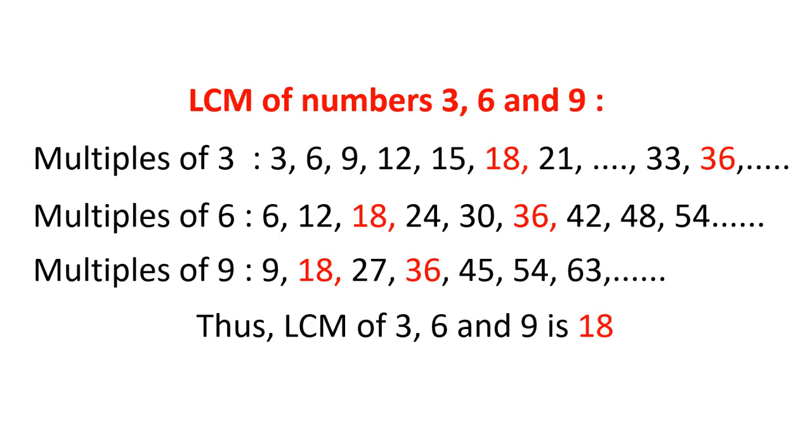Now let's take one more example of three numbers, 3, 6 and 9. So as before, we list the multiples of 3, or we write the table of 3, then we write the table of 6, and then we write the table of 9, and look for the multiples which occur in all the numbers. 36 occurs here, 36 is here, 36 is here. 18 is here, 18 is here, 18 is here. Now we see that 18 is the smallest multiple. So clearly the LCM of 3, 6 and 9 is 18.